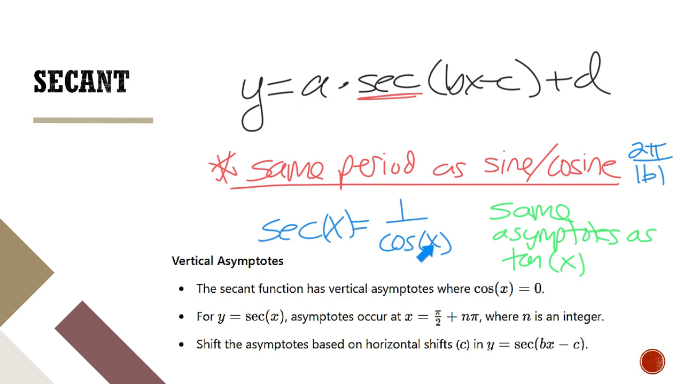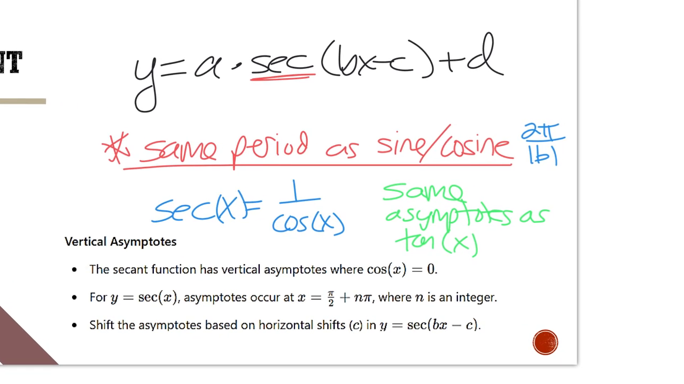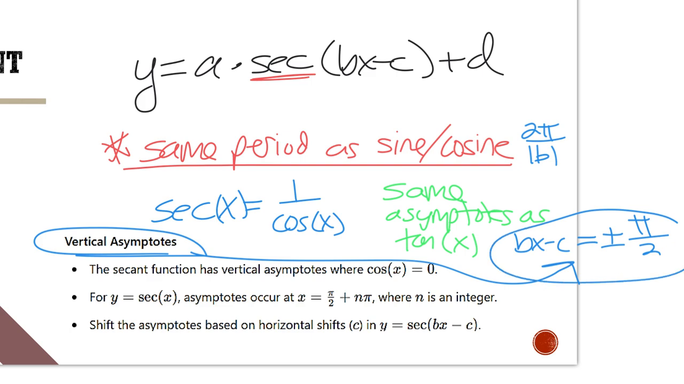Again, why would it have an asymptote? Because we're dividing by cosine, and tangent is sine over cosine, so we have the same thing. So if you don't remember what tangent's asymptotes were, that was bx minus c is equal to both positive and negative pi over 2. And that's where your vertical asymptotes would be. So those are the key formulas, and also knowing that it has a period of that. So let's go ahead and look at the secant graph. We're going to plot it together on this next slide.